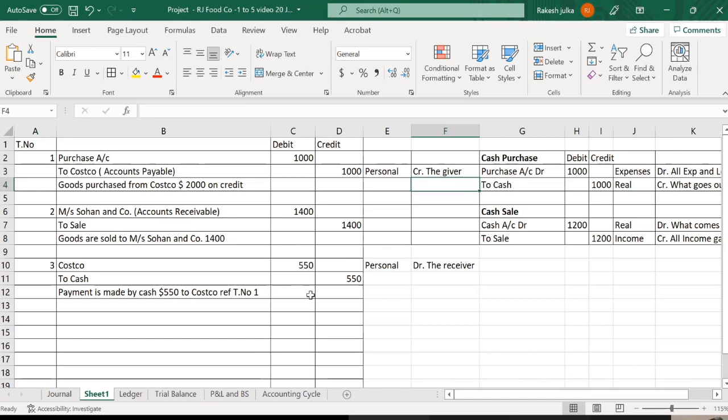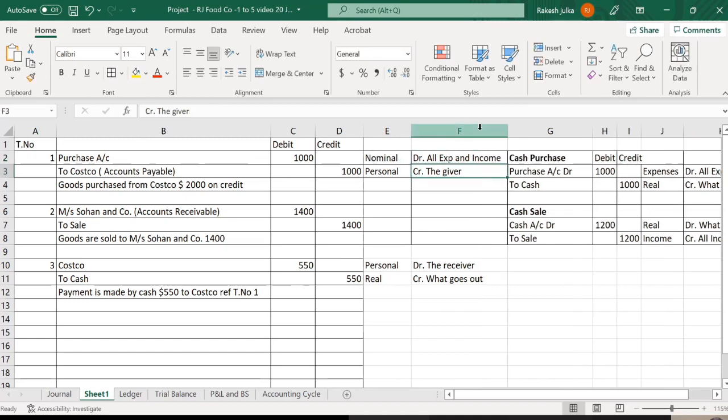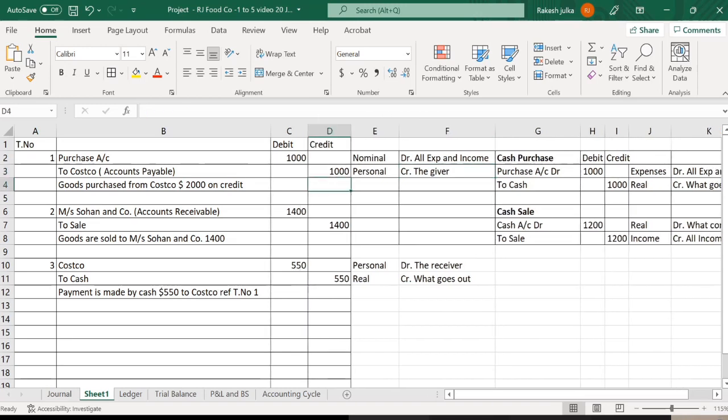So this is the one transaction that we have done. Cash, we know this is real, so credit what goes out. Purchase, we have considered this as a nominal, debit all expenses and losses, and credit all incomes. This is what we have done. OK.